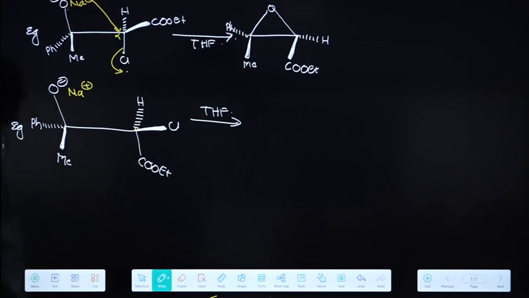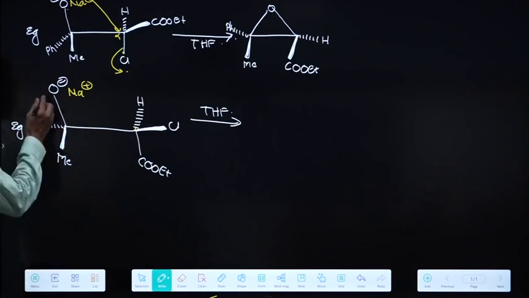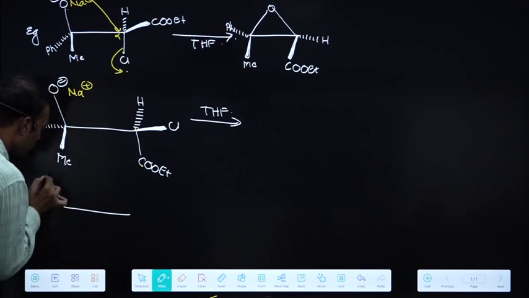How to rotate? Can I rotate this bond? No. Why? Because it is already in a vertical line. Okay. Now I am rotating.